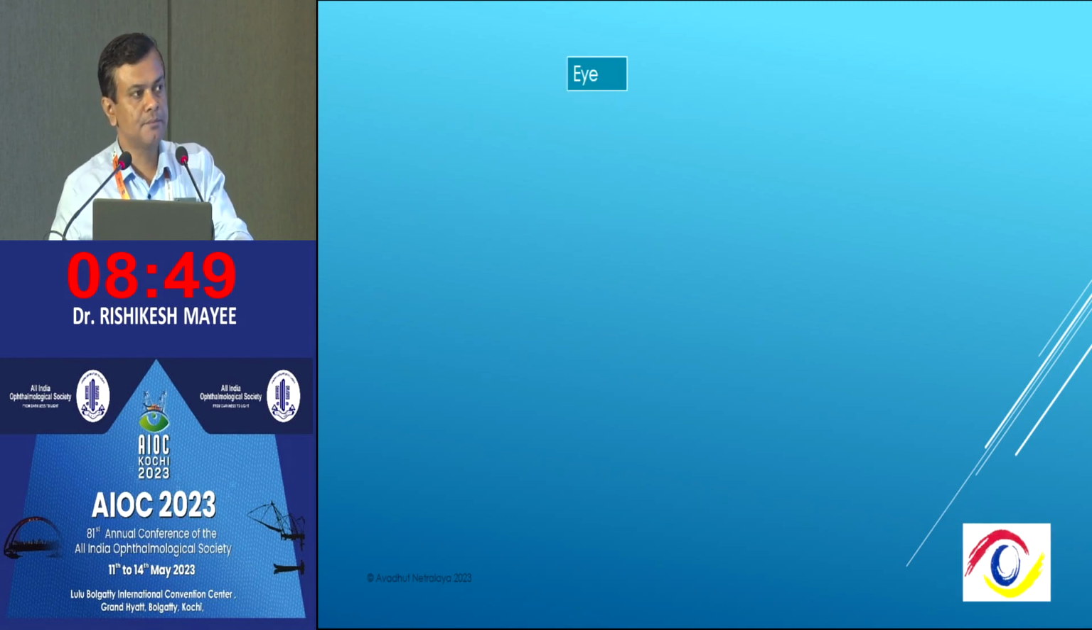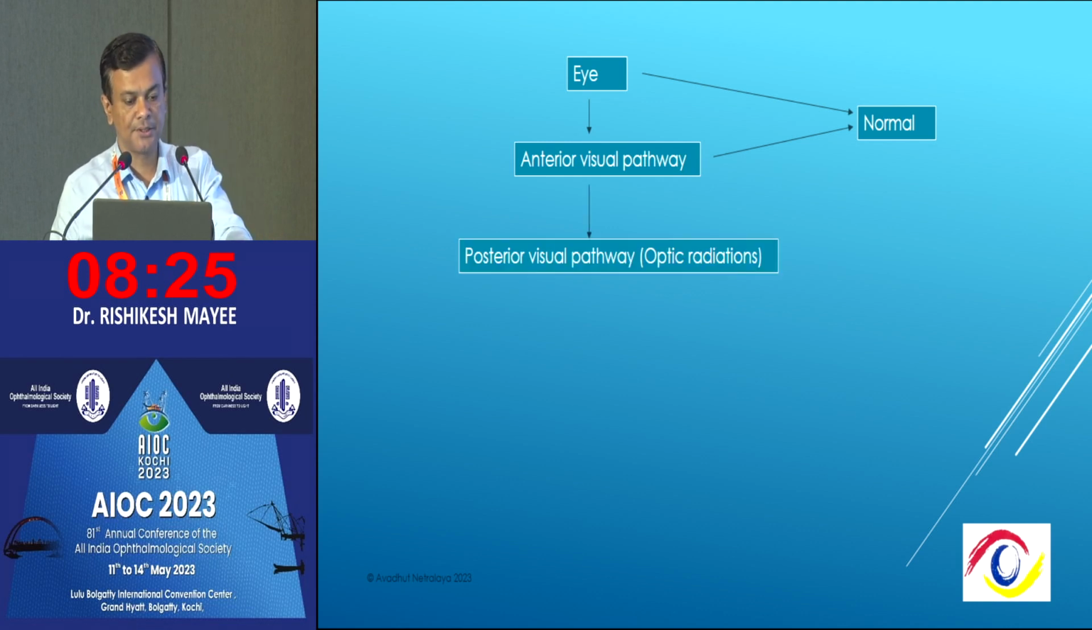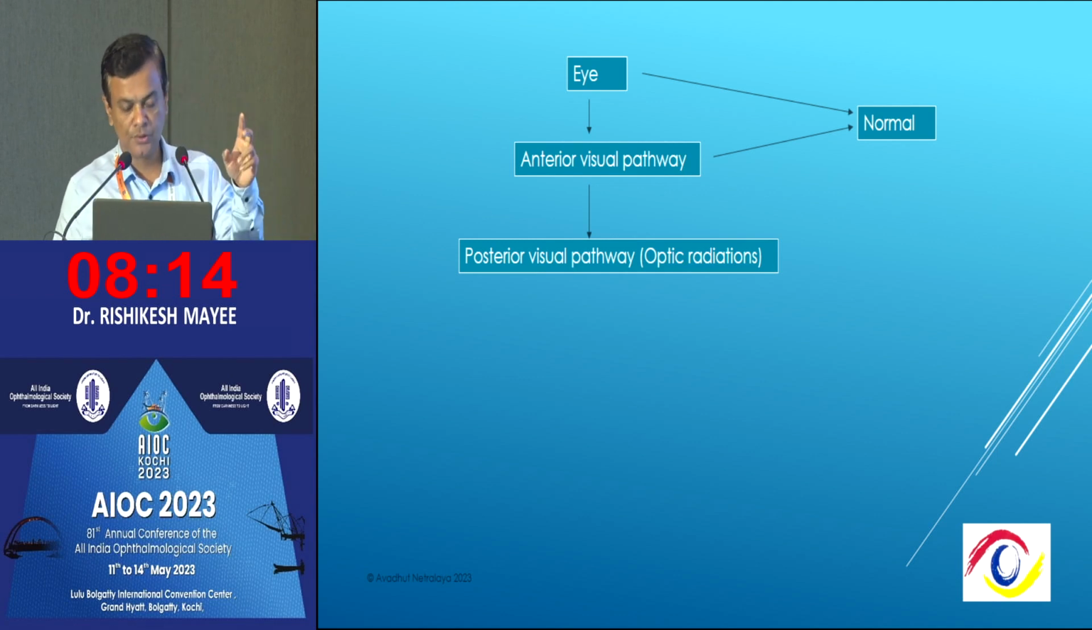So coming to the neurological basis, we start with the eye, which acts as a sensory organ, where the light is converted into an electrical impulse and then passed into the anterior visual pathway, which also includes the optic nerve, the chiasma, and also the retrochiasmal part till the lateral geniculate body. Usually in CVI, this part is normal, so that's why you get a normal ophthalmic examination. Then comes the posterior visual pathway, also called the geniculocalcarine tract, or the optic radiation, from where the axons pass from the geniculate body all the way to the visual area and the visual association area.